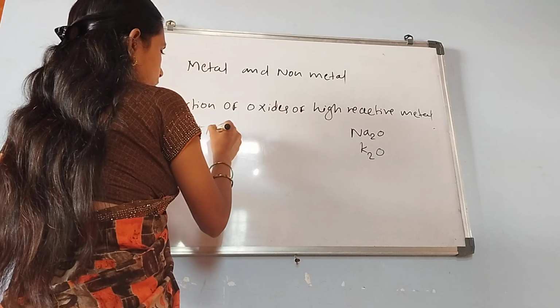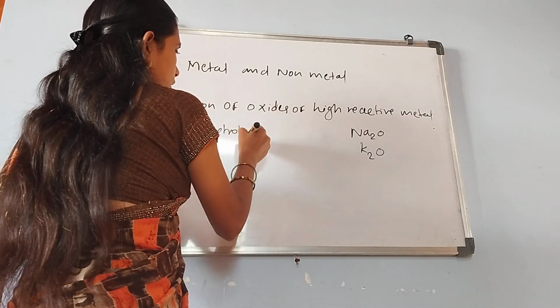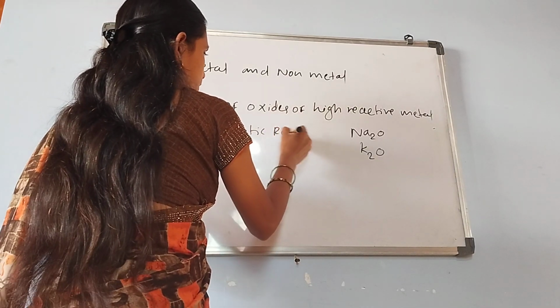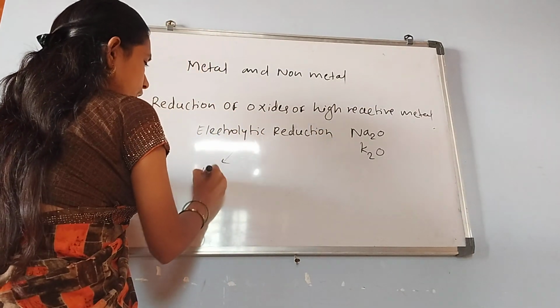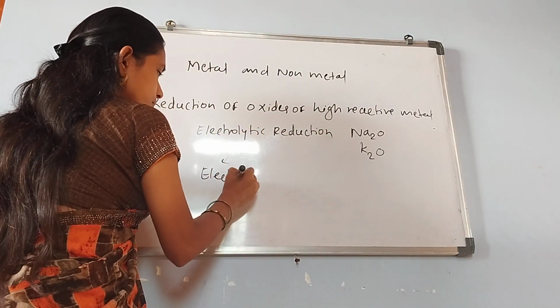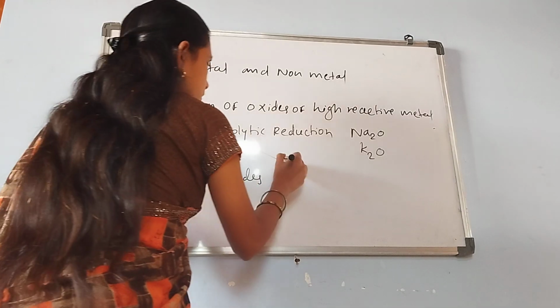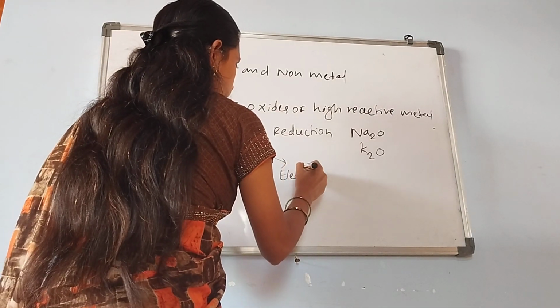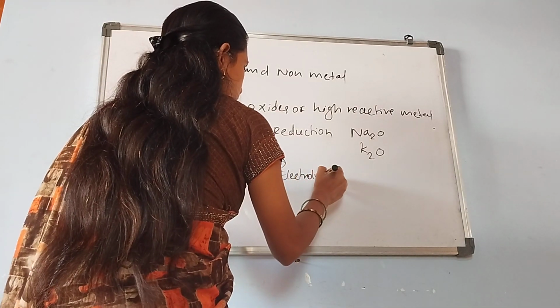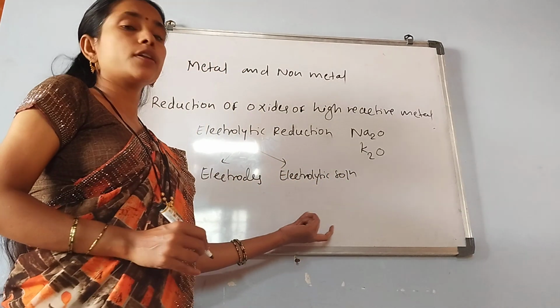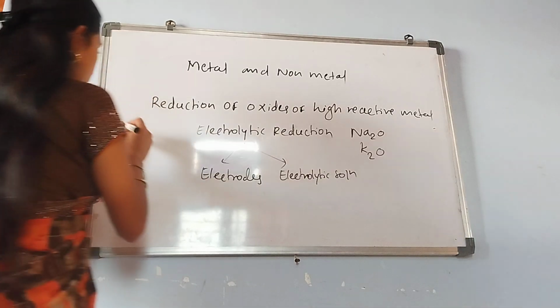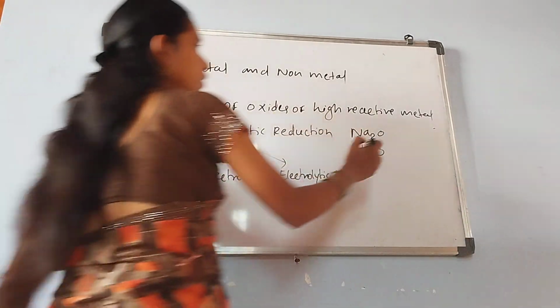So I will write down what electrolytic reduction means. Electrolytic reduction: in this we are using electrodes and an electrolytic solution. The electrolytic solution will be in the molten state. For example, I write down here, bauxite.